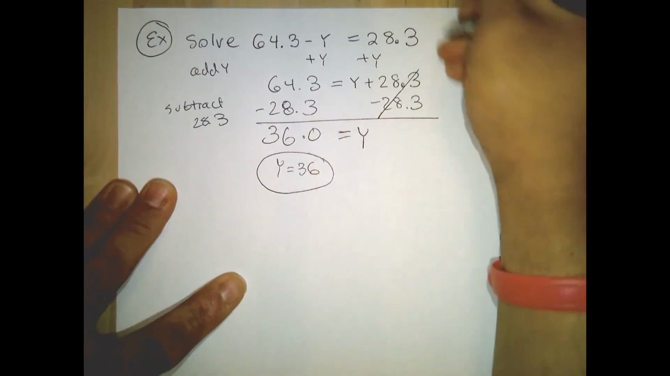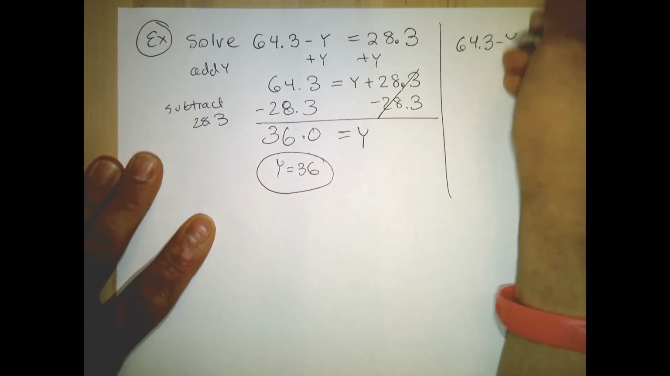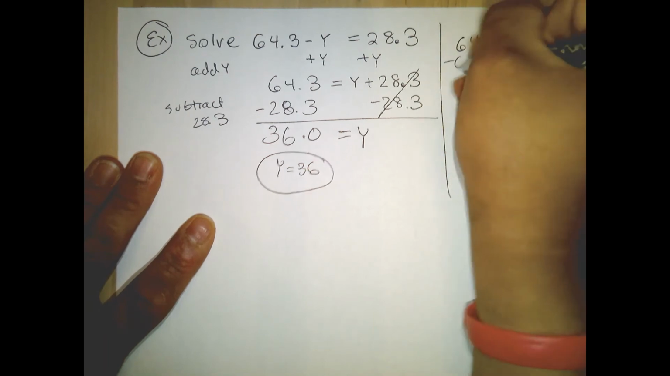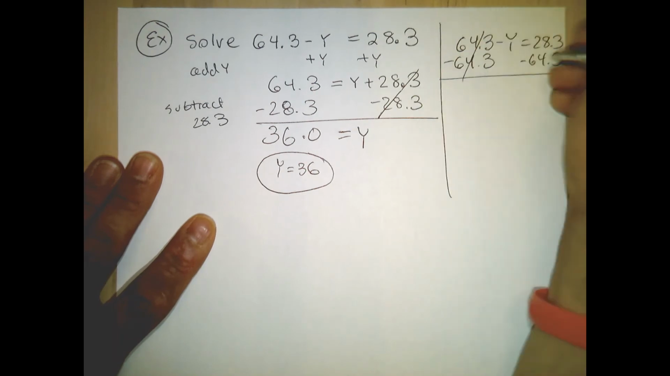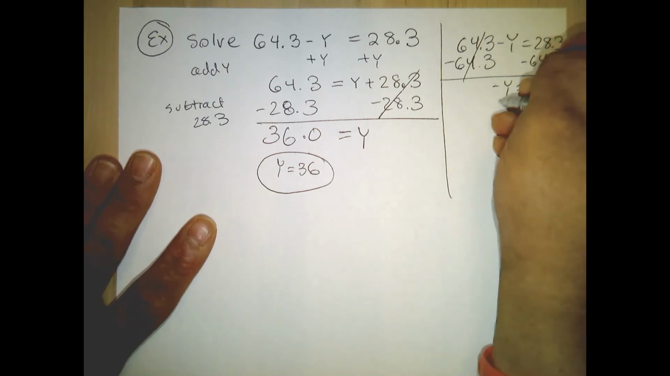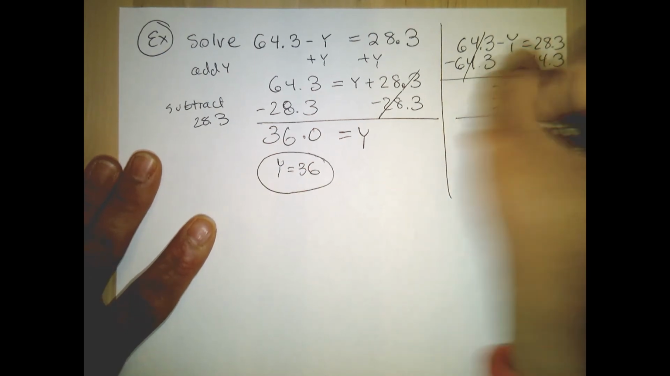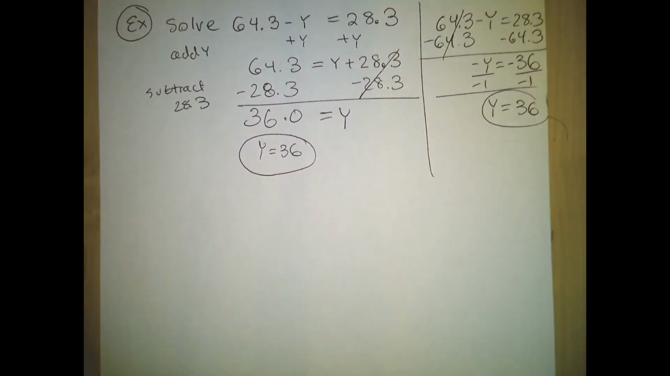All right, now, again, another way to do this would have been to do 64.3 minus y is 28.3, subtract 64.3, but then I notice that I will get a negative number here, so negative y would then need to be negative 36, and then divide by negative 1, and then y is equal to a positive 36. So I think that actually is a little bit more difficult, but if you want to do that, that is one way to spend your life. All right. I hope that you enjoyed that example.